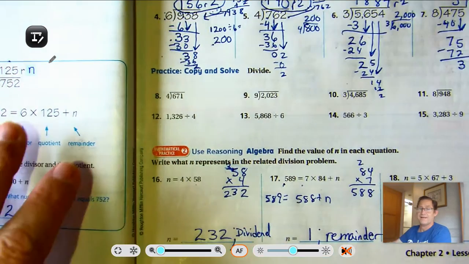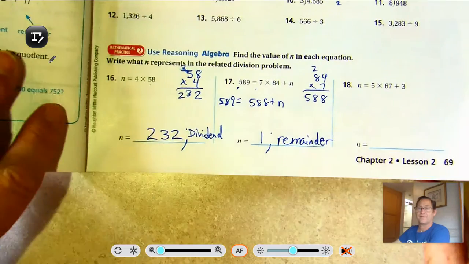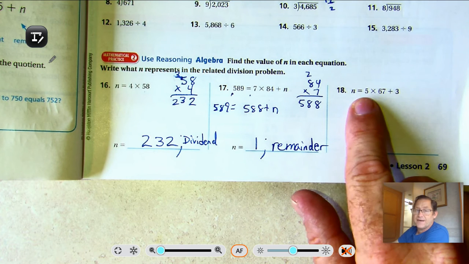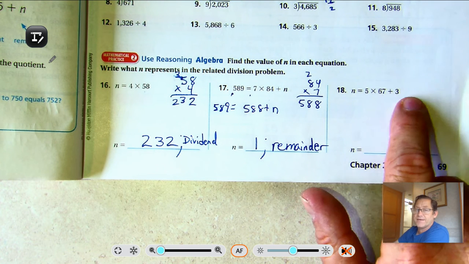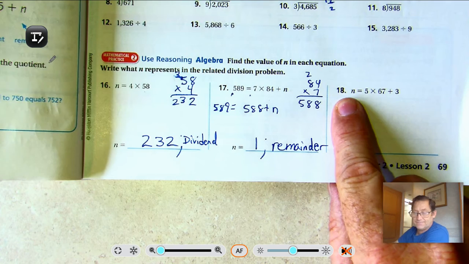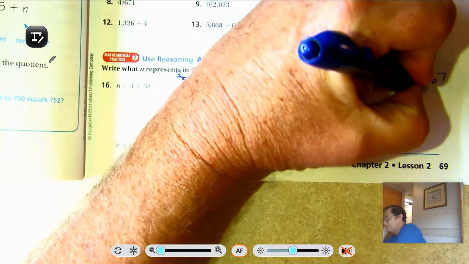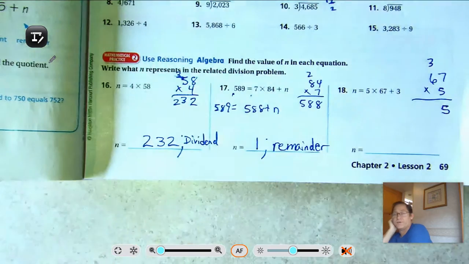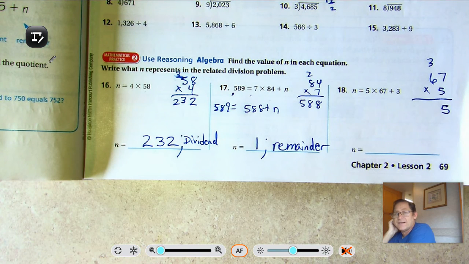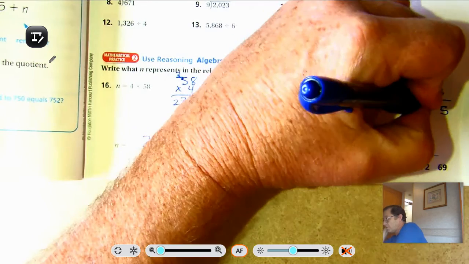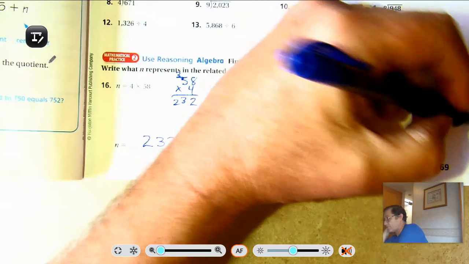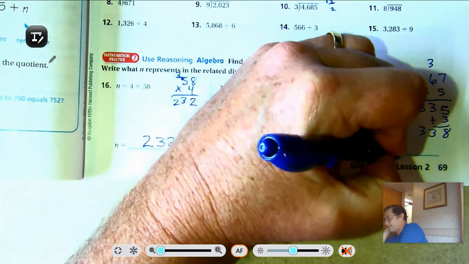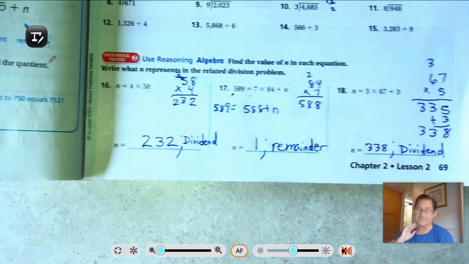Okay. And number 18. 5 times 67 plus 3. 5 represents the divisor. 67 is the quotient. 3 is the remainder. n is the dividend. So 5 times 67. 5 times 7, 35 ones. Regroup that as 3 tens and 5 ones. 5 times 6 tens is 30 tens plus 3 more, 335. Plus 3. So n equals 338. And that's the dividend.